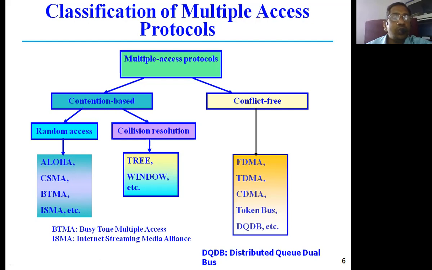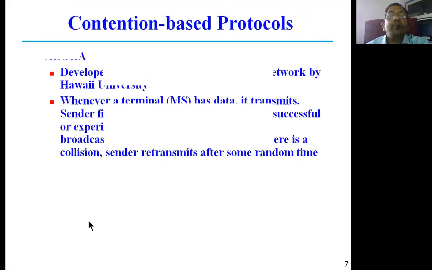So next one is going to be Internet Streaming Media Alliance. We don't have this in the syllabus. Busy Tone Multiple Access, we don't have this in the syllabus. This also we don't have in the syllabus. Distributed Queue Dual Bus is not in the syllabus, as it is more of a general example. All of them are there in the slide that I am explaining, but don't bother about the things which are not in the syllabus. Okay, let us move on now.